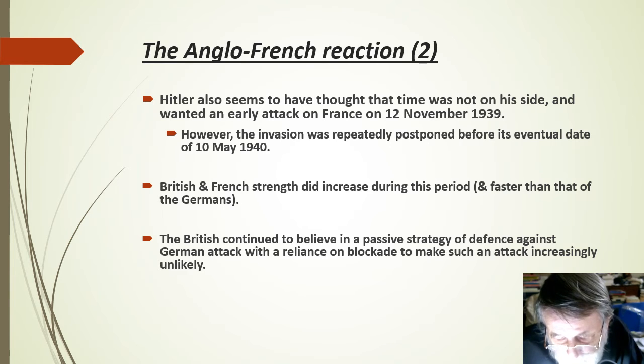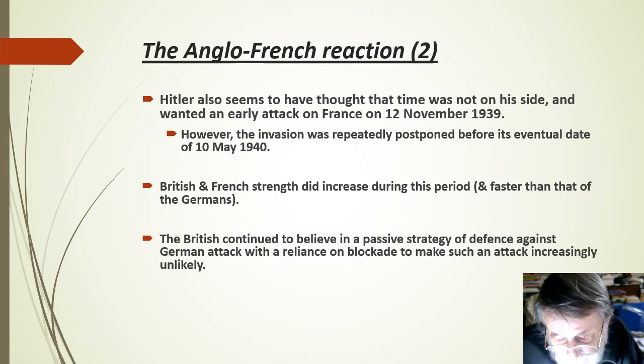The British and French strength did increase during this period, and faster than that of the Germans, but remember, the Germans were well in the lead. And in the first 6 months of 1940, Britain and France produced over 1,400 tanks compared to Germany's 558, whilst from January to May 1940, Britain and France together produced 6,794 aircraft, with the German production being half that figure, roughly.